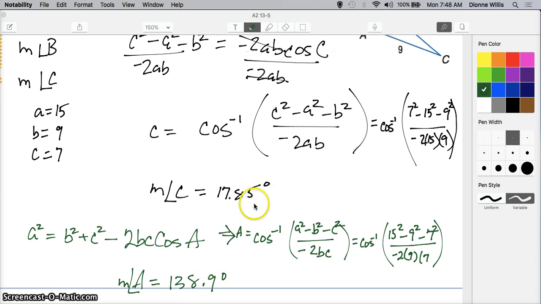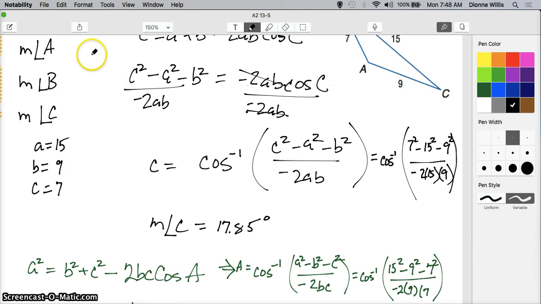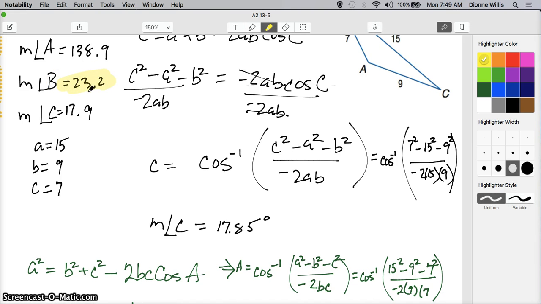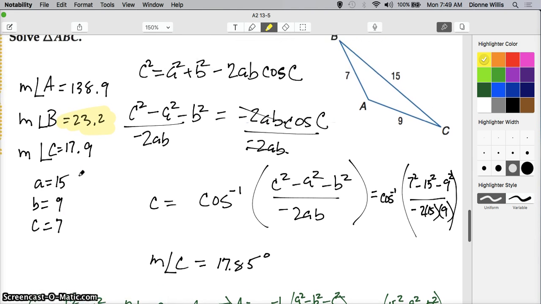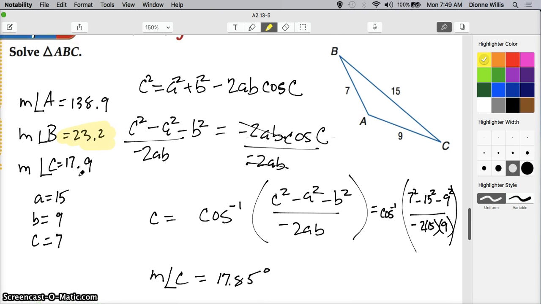And if we have the measure of angle C and the measure of angle A, it won't be too hard, without any of this trigonometry, to calculate the measure of angle B. So let me go back up here and put this down. This is 138.9. This is 17, let's say 17.9 here. Let me go ahead and calculate this, and I get that the measure of angle B is 23.2. So here is our solved triangle ABC.